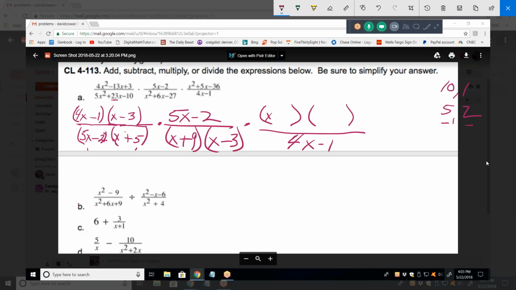So what's this top factor into? X and then plus and minus, and then it'll be 12 or... Verbalize that last rule for me. Factors of 36 that do what?